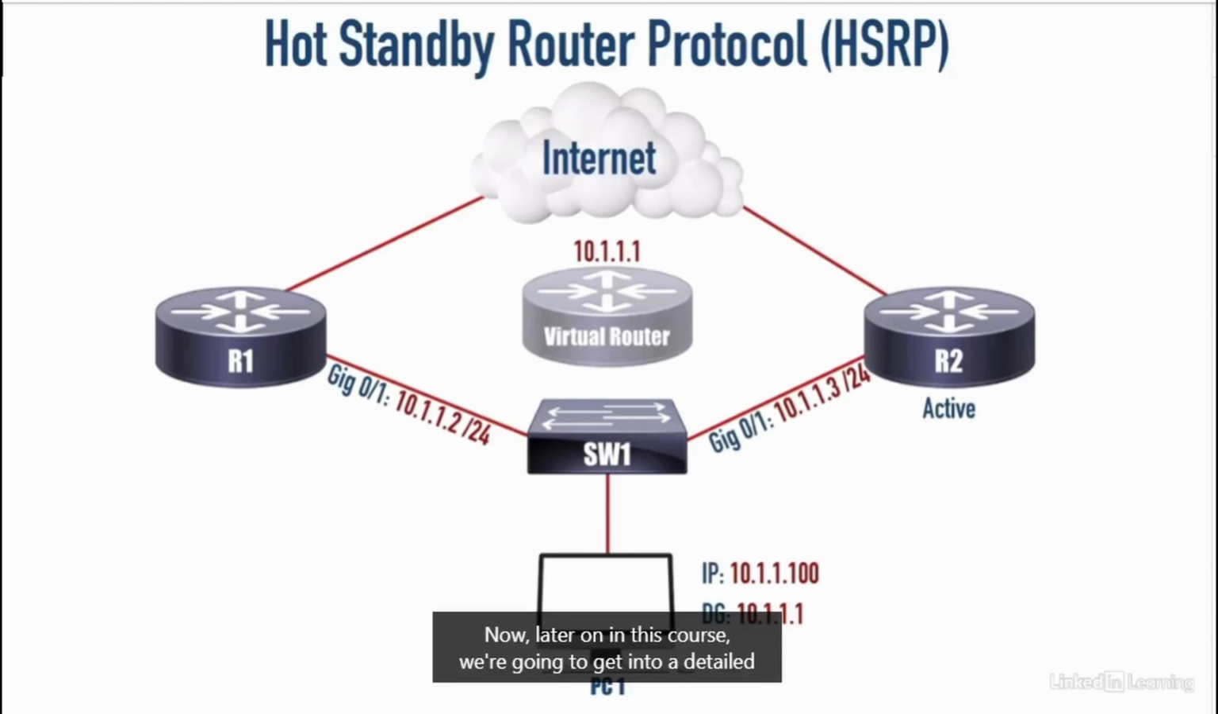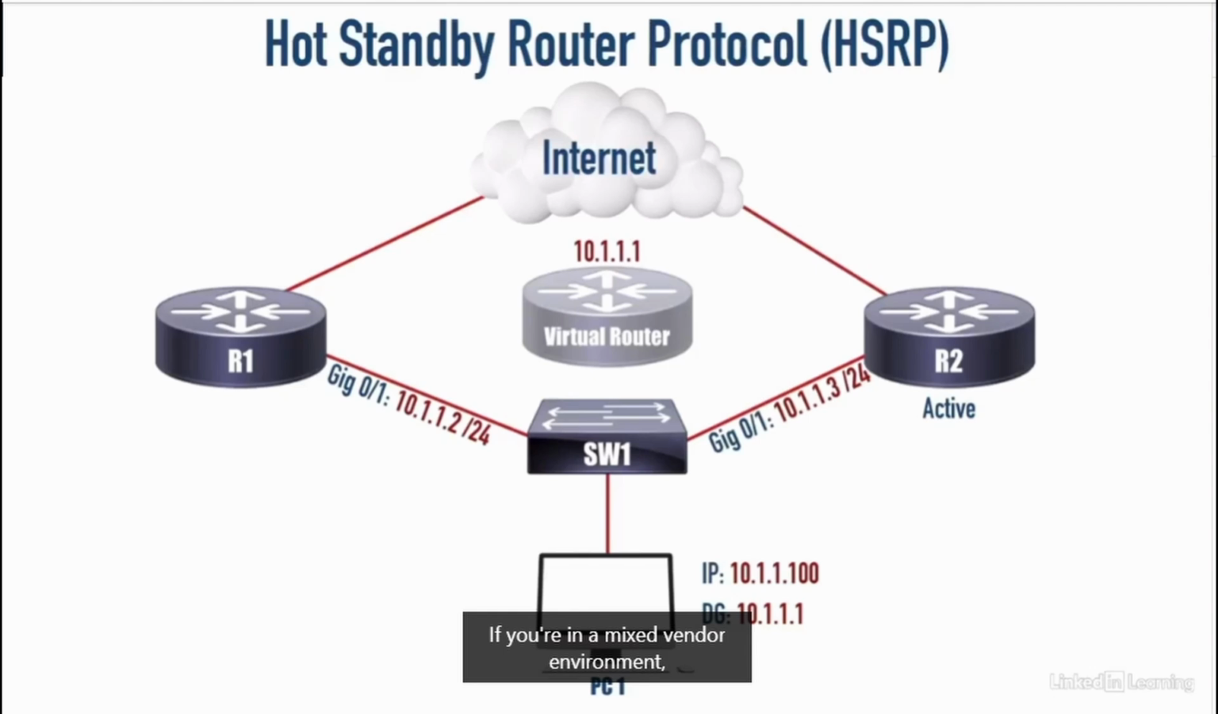Now, later on in this course, we're going to get into a detailed configuration of HSRP, and we'll get into the detailed specifics behind it about how the MAC addresses work and what multicast address we're using and the different versions of HSRP. But for now, in this introductory video, we just want you to understand the distinction between HSRP, VRRP, and GLBP. Now, HSRP, I do want you to know, is a Cisco proprietary protocol. If you're in an all Cisco environment, this might be your first hop redundancy protocol of choice.